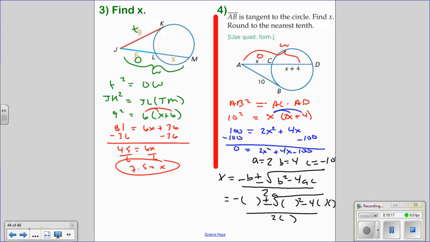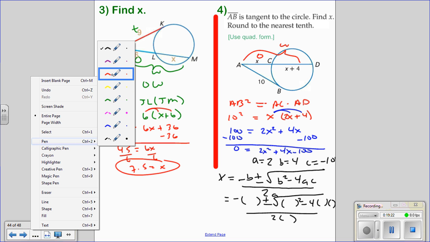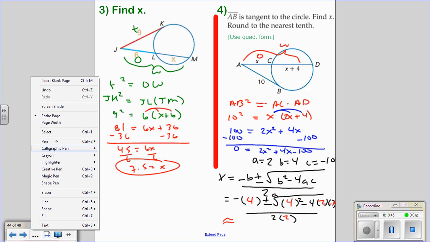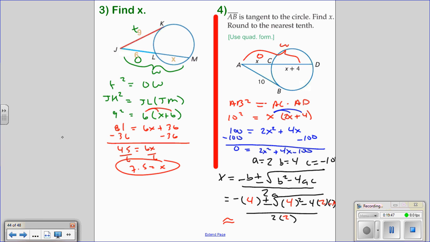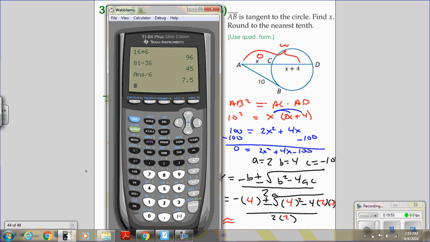All right, so now I just need to insert the numbers. So B was 4, so everywhere B goes, put 4. A is 2, and C was negative 100. I know you can't really see it, it ran off the page, but there's negative 100 there. So now let's grab our calculator and type all of this in at once. If you're skeptical, type it in stages. But for time's sake, I'm going to type it all in at once. And this is how I would do it.